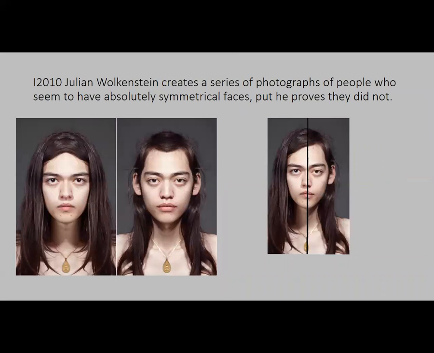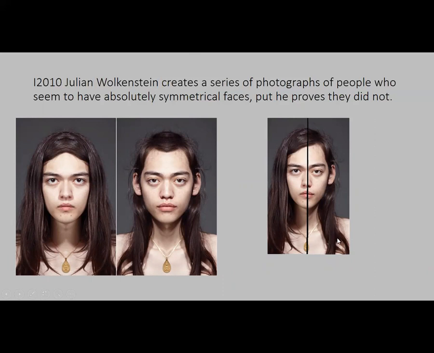So a lot of times people, this date's wrong. We're not in the year 120,010. It's supposed to be 2010. So a lot of times people will think, oh, that person's really beautiful, their face is symmetrical, but nobody's face is absolutely symmetrical. So this artist, Julian Wolkenstein, created a series of photographs of people who seem to have absolutely symmetrical faces, but he proves they don't.